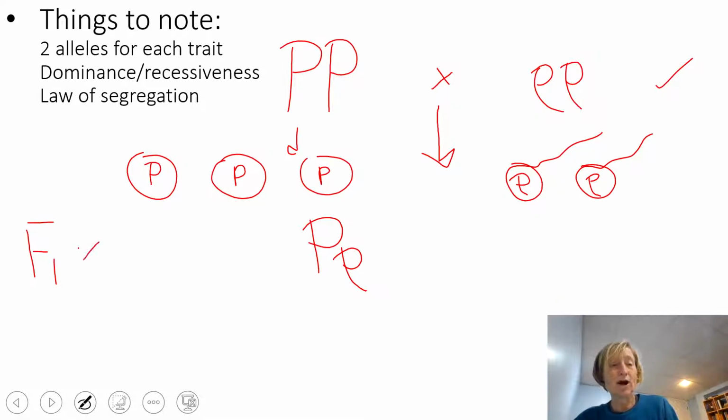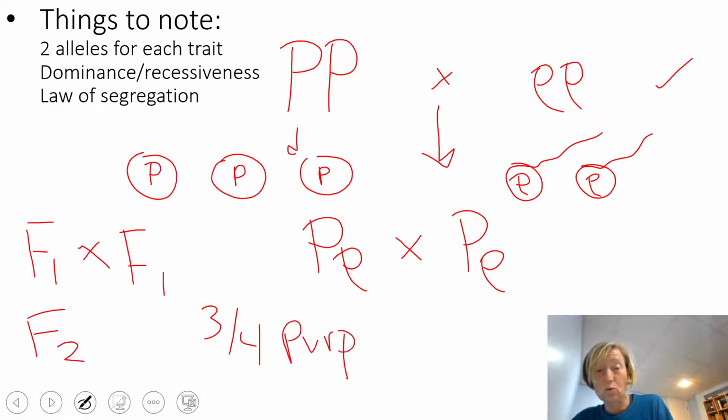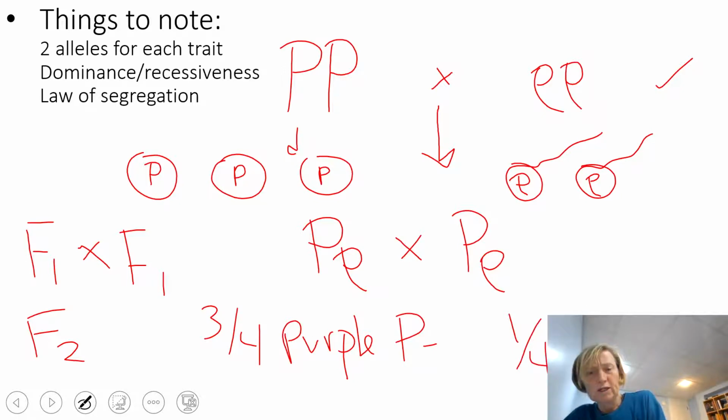Now in our cross, we crossed an F1 by an F1. In other words, we mated two individuals that looked purple but were heterozygous. And in the second generation, we found 3/4 of the offspring were purple. That means they must have had at least one big P, right? We don't really care about the other allele. They could have another big P or a little p. And 1/4 of the offspring were white, so they must have inherited the two little p's.